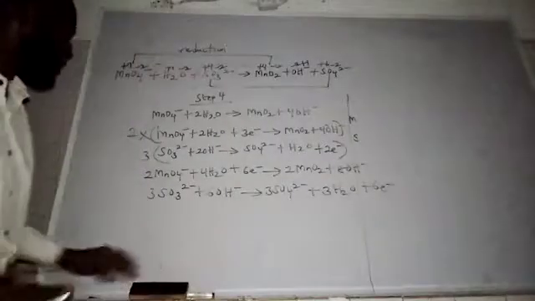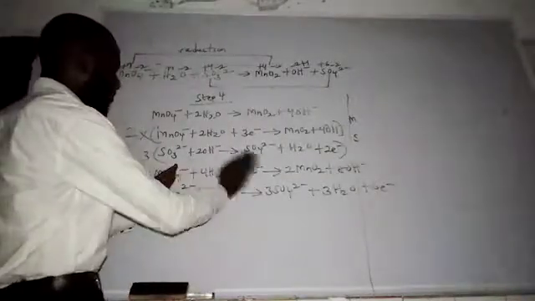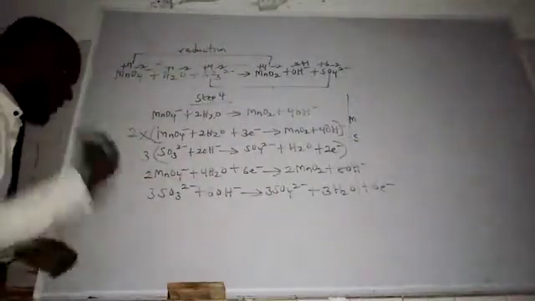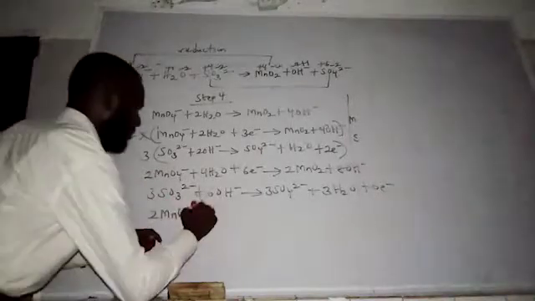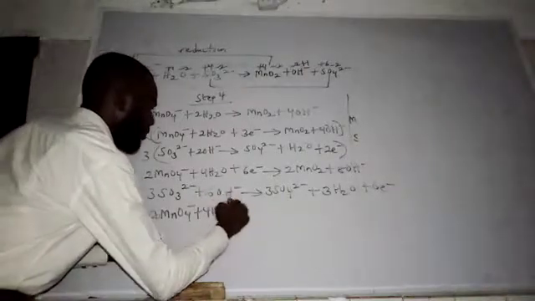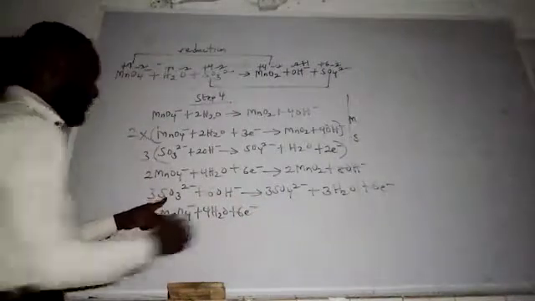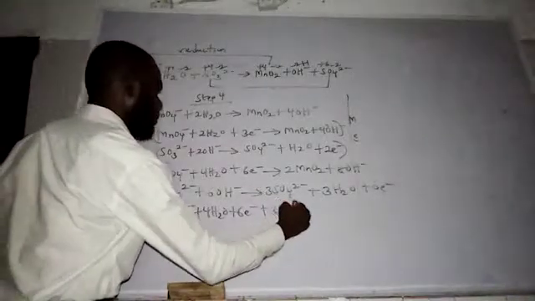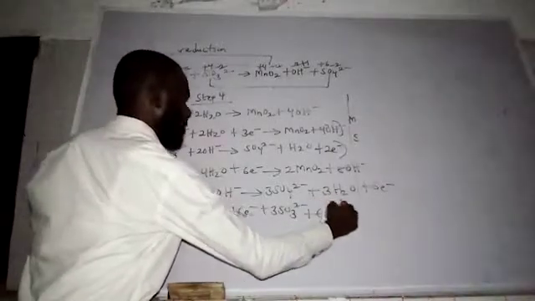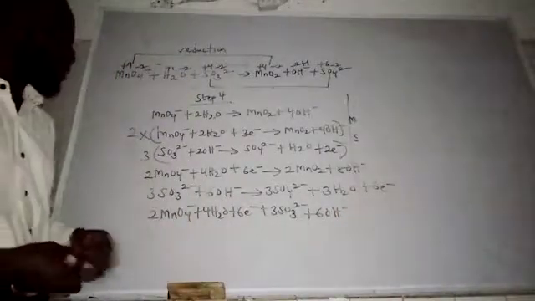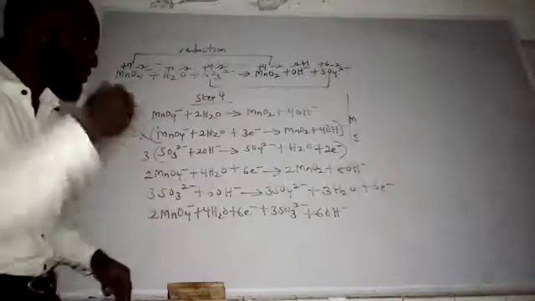Now, looking at this, all I have to do is add all the stuff on the left hand side, let them stay on the left hand side, and whatever I have for the right hand side, let it be on the right hand side. So, let's look at this together. I have 2MnO4⁻ + 4H2O + 6e⁻, then plus 3SO3²⁻ plus 6OH⁻.